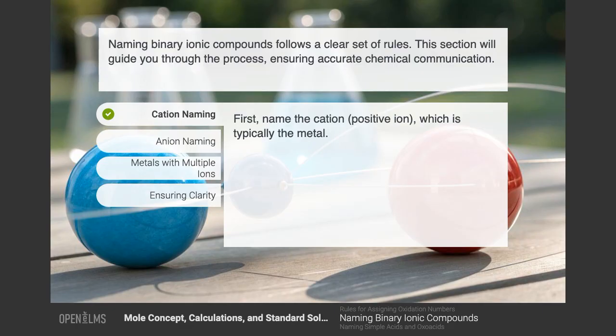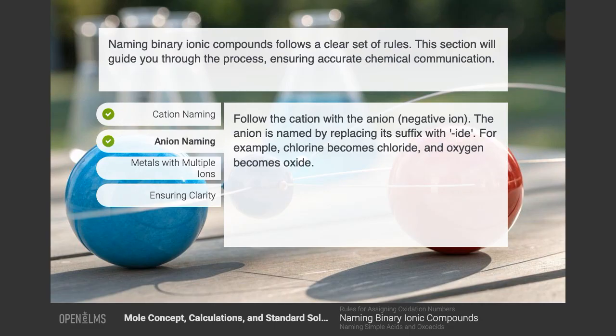First, name the cation, the positive ion, which is typically the metal. Follow the cation with the anion, the negative ion. The anion is named by replacing its suffix with -ide. For example, chlorine becomes chloride and oxygen becomes oxide.